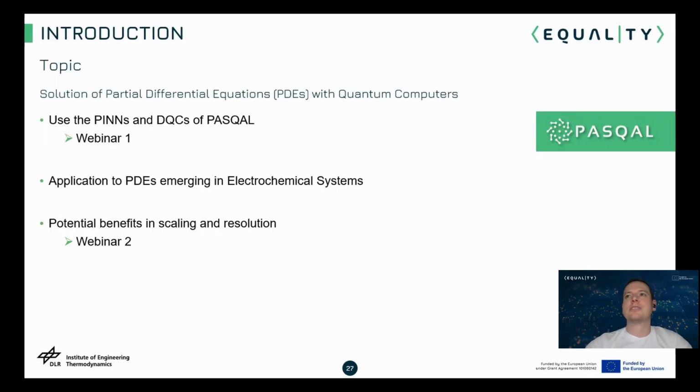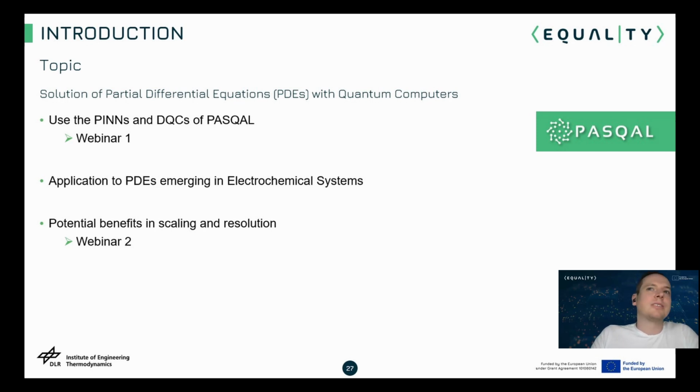So just to give a brief introduction on how our work fits into the EQUALITY ecosystem. Our topics are the solution of partial differential equations with quantum computers. For this, we've been working together with Pasqal. So we've been using their library, which includes physics-informed neural networks, short PINNs, and differentiable quantum circuits, short DQCs. And if you're interested in those, they were introduced in the first webinar of the series.